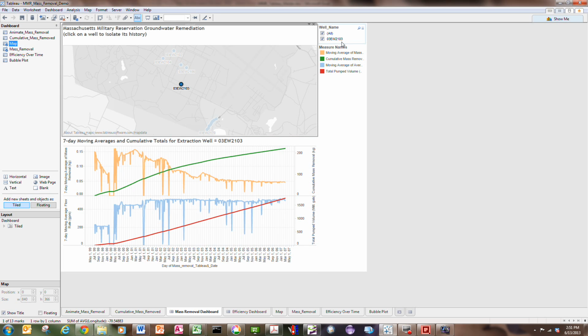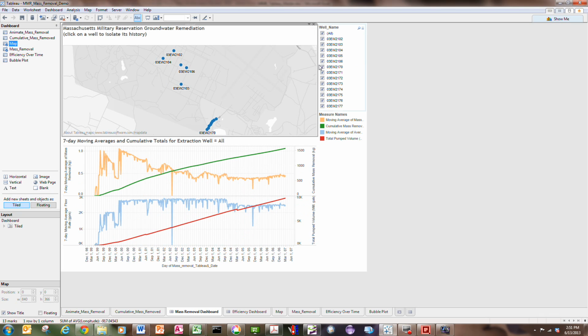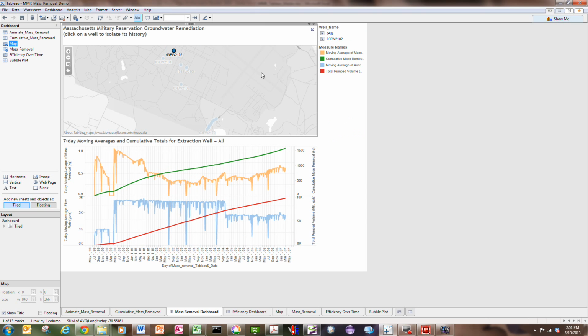is regenerated for that well that you have. Of course, you can also pick more than one well at a time by checking the check boxes. But nonetheless, this is 2102 that has the majority of the mass removal. As you can see by scanning over time, as you move through here, you can get an idea of how much mass has been removed at any point in time.